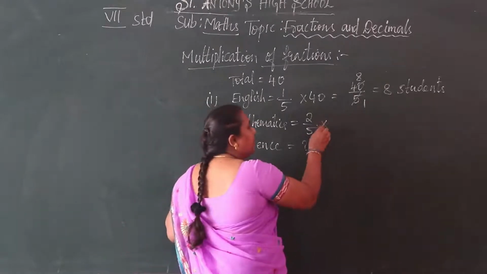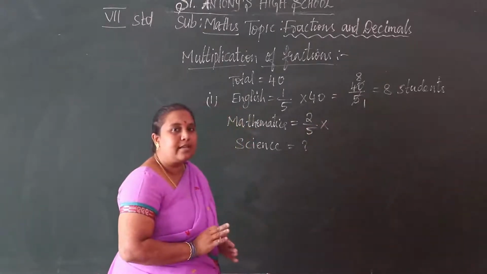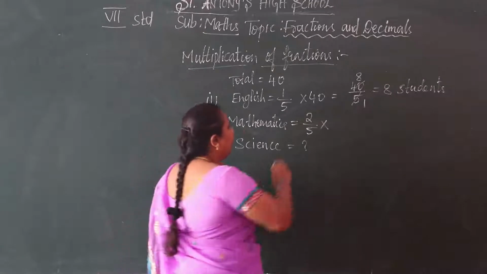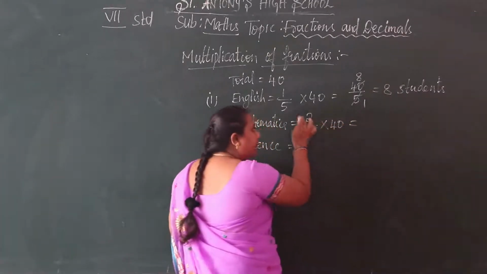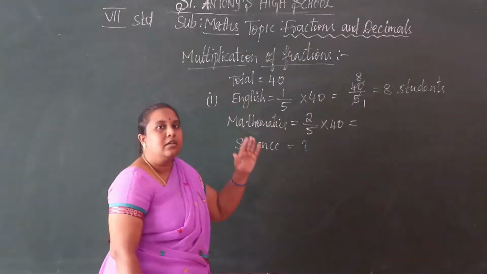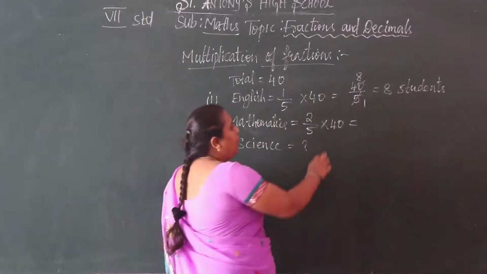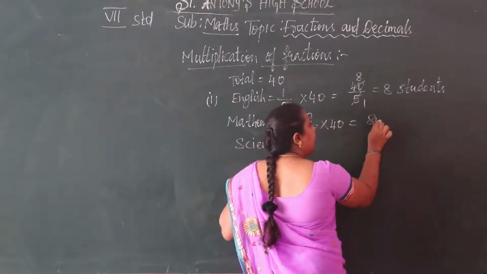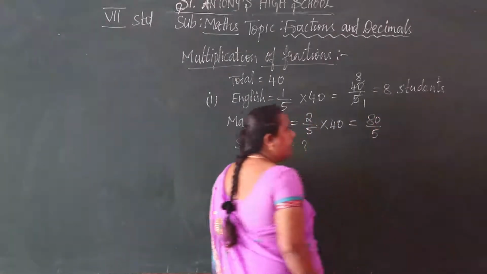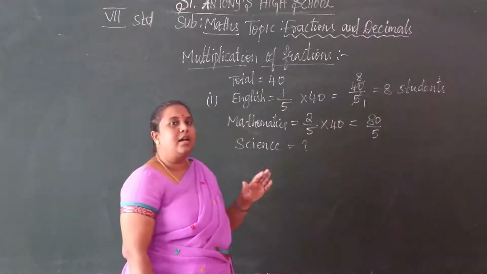Now let us calculate the exact number of students. How many students like to study mathematics? Let us check. 2 by 5 into 40. Here also we are multiplying the whole number with the numerator. So 40 into 2, 80 by 5.